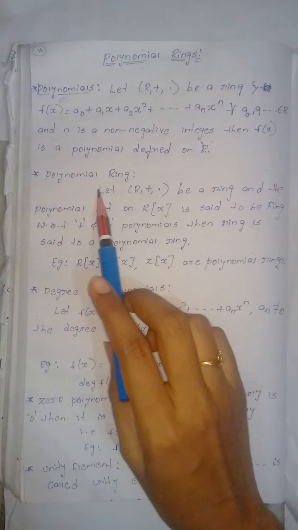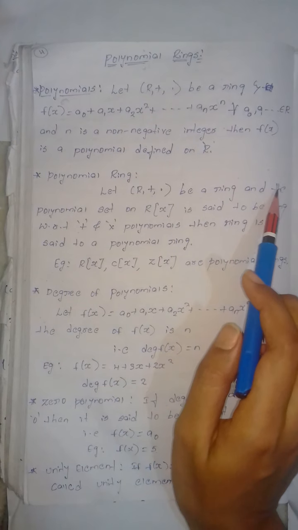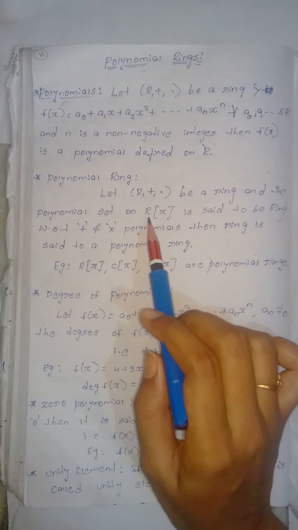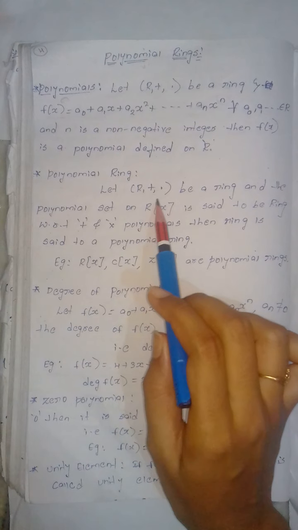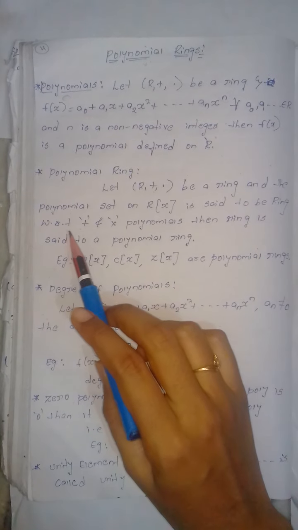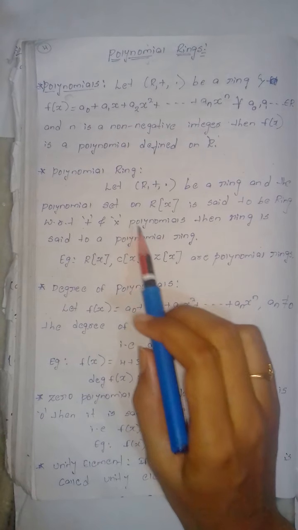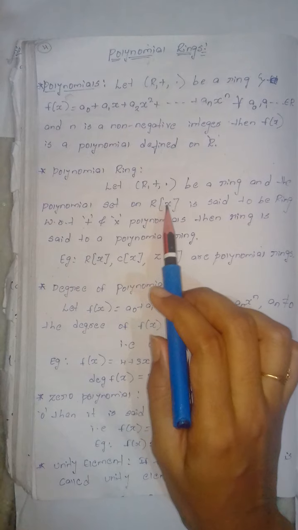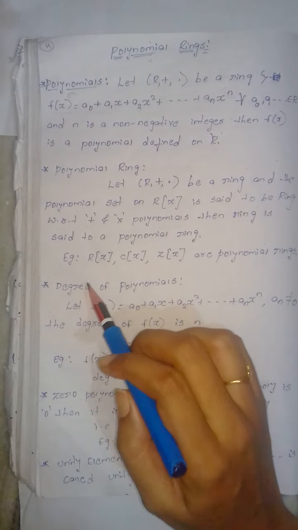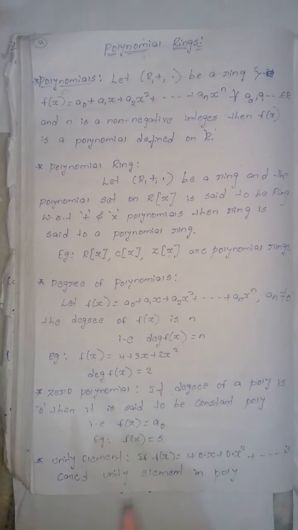Now next, polynomial ring. Let R, plus, dot be a ring and consider the polynomial set. Here we will define the polynomial set as R of x, in square brackets, which is said to be a ring with respect to addition and multiplication of polynomials. Then it is said to be a polynomial ring. Always we define it with capital letters within the square brackets. This R of x, C of x, Z of x are polynomial rings.